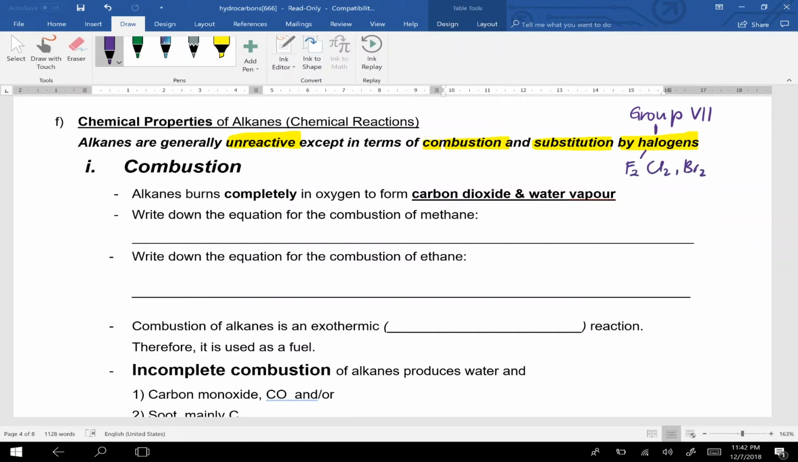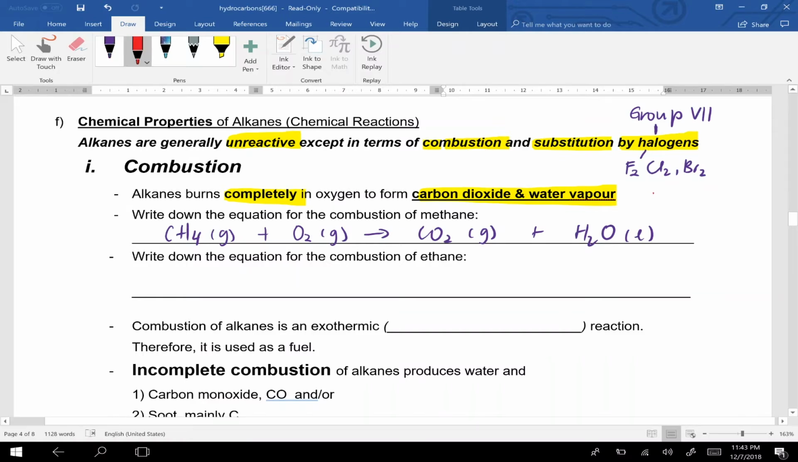Okay, the first reaction of alkanes is combustion. Combustion can occur for all hydrocarbons, and all hydrocarbons will burn completely in oxygen to form carbon dioxide and water vapor. So please highlight completely, carbon dioxide and water vapor. One thing you need to know is how to construct the equation for the combustion of alkanes. We're going to try with methane, CH4, a gas, plus oxygen gas will give me carbon dioxide and water. Then we balance it.